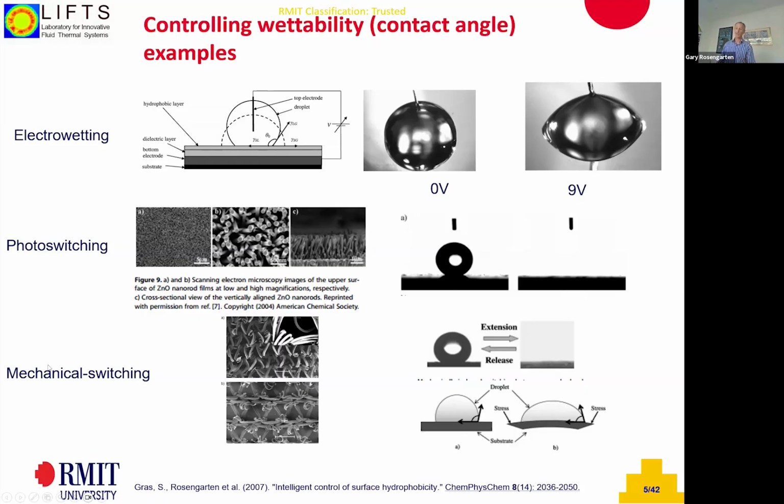And there's even mechanical switching, where, due to the fibre structure, you can bend a surface and it can again go from superhydrophobic to superhydrophilic. It means you can control the dynamics and you control the heat transfer if you want to.